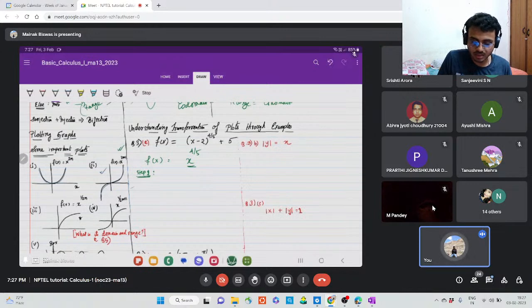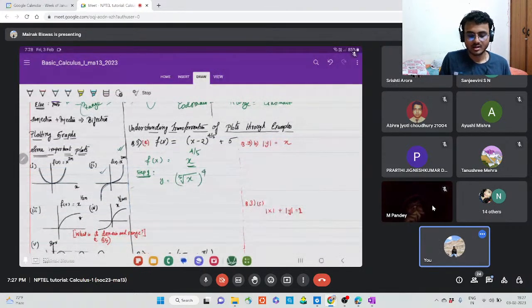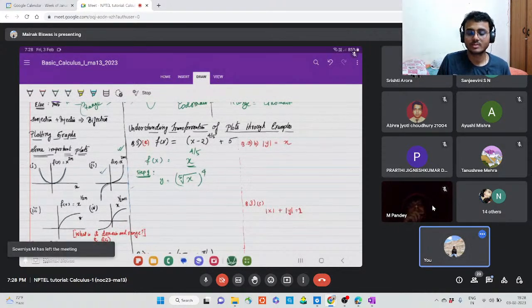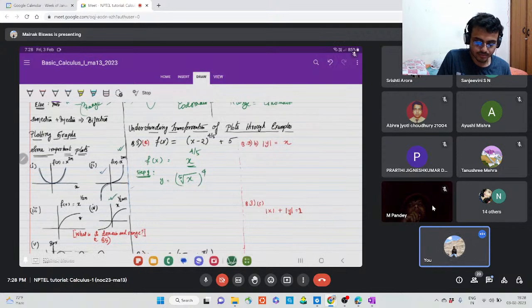What does this curve mean? Y is equal to the fifth root of x to the power 4. Does this accept both negative and positive numbers of x? This is this curve, right? Any odd power. So this is x to the power of 1 by 5. It's an odd power. So for example, minus 27. What is the cube root of minus 27? Minus 3 into minus 3 into minus 3, right? Yes. So it's minus 3.